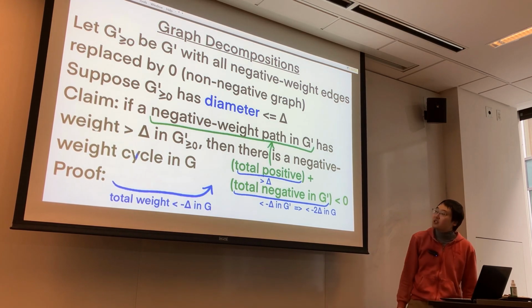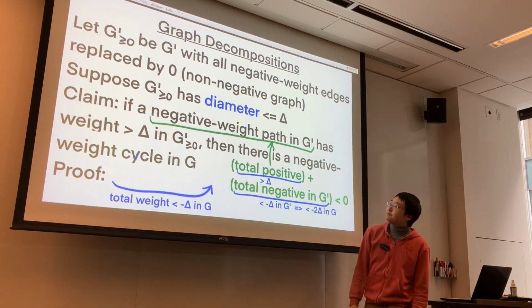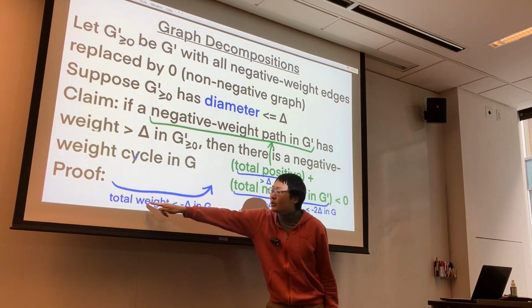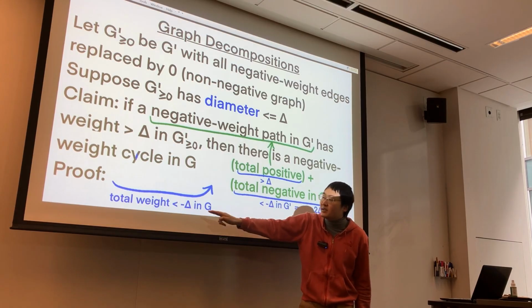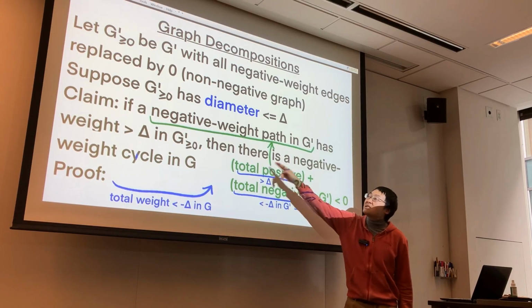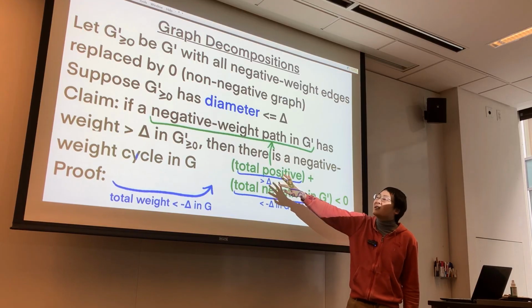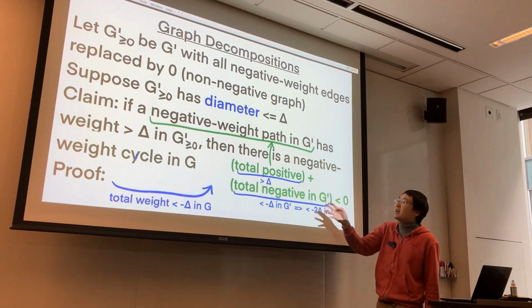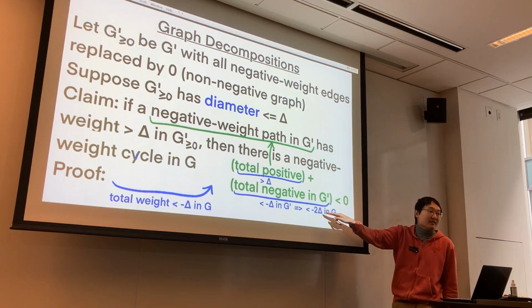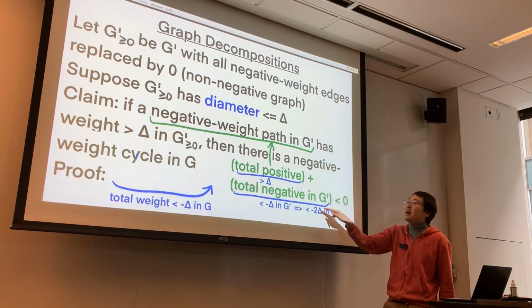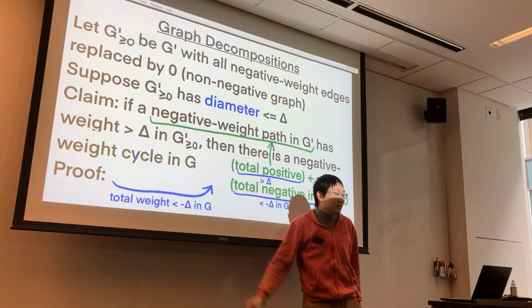Okay, so we're almost done. So what do we have? We have a total weight of less than minus delta in G. Why is it minus delta? It's because in G, the positive part is still something. Let's call it delta maybe. The negative part is twice that in G, so think of this as minus 2 delta. If you add them up, you get minus delta.